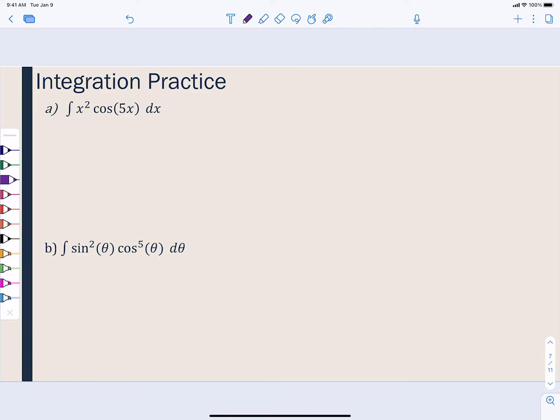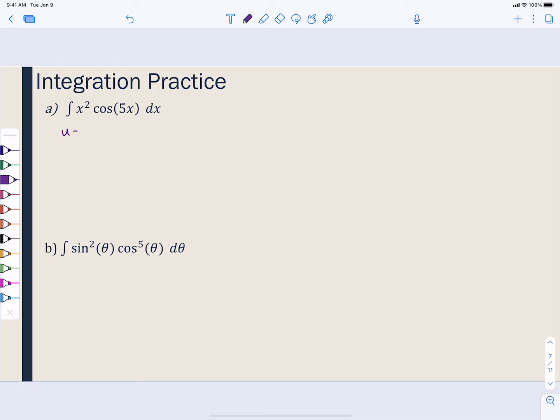So here we are with our integration practice. This one here, we've got x squared times cosine of 5x. Again, I will pause here for a second if you want to pause. All right, so this one we are going to do with integration by parts.